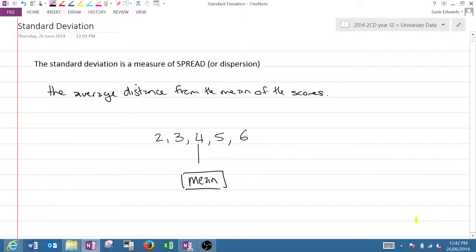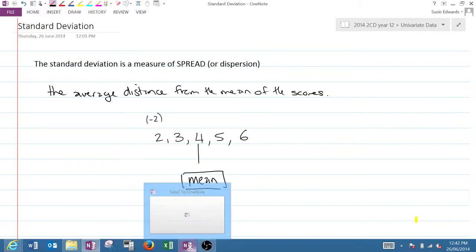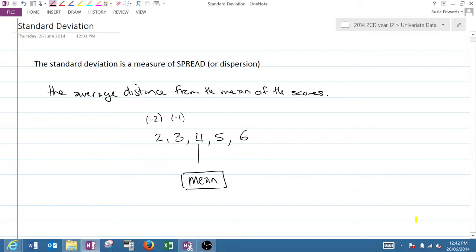Now, if we look at the other scores, we need to know how far away from the mean each of the scores is. So if we look at 2, how far away from the mean is 2? It's actually -2 away, yeah? What about 3? -1. What about 4? 0. What about 5? +1. 6? +2. Okay, so we know where all those scores are from the mean.